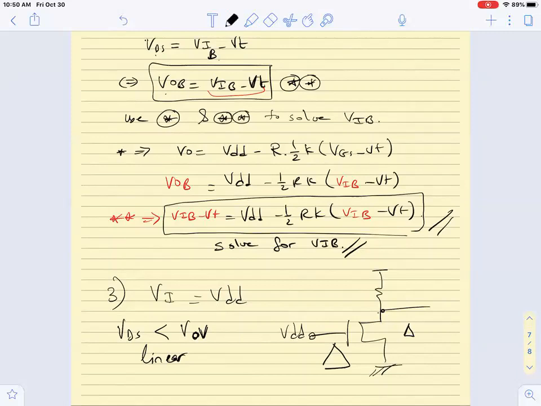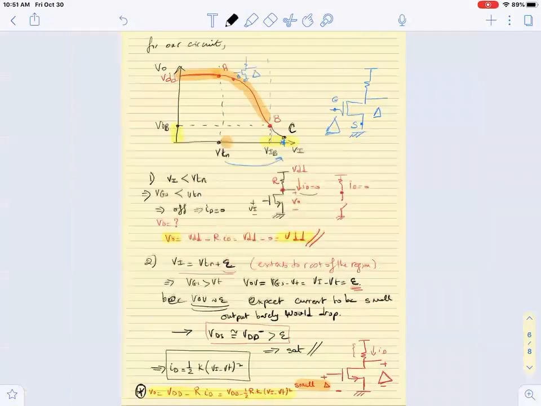So the transistor will be linear when the input is large and the output is small. In this region, it is going to be linear. In the previous region, we were in saturation.